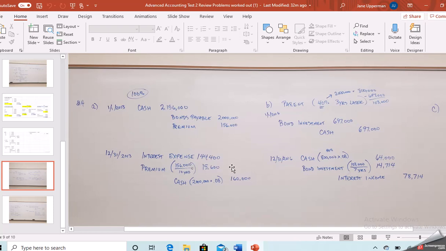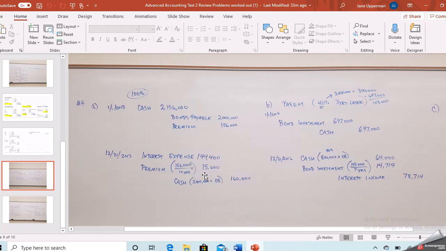Then when they get to their year-end interest accrual entry, well, I guess in this case they're paying the interest. When they get to their year-end interest payment entry, they're going to credit cash for $2 million times the 8% stated rate to get the $160,000. They're going to amortize out that premium. So the premium's $156,000 amortized out over 10 years.